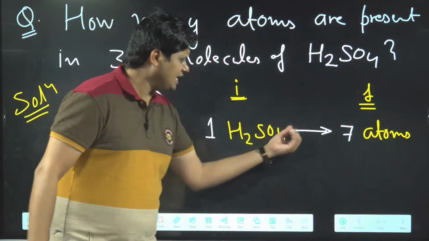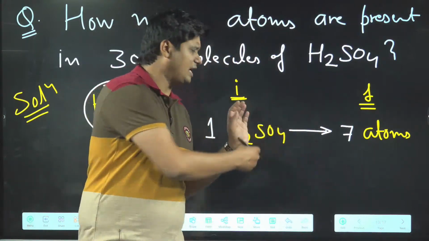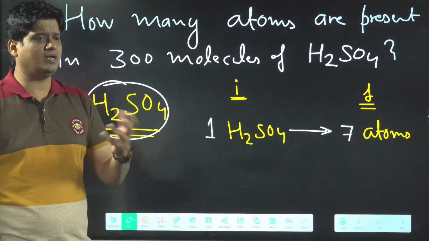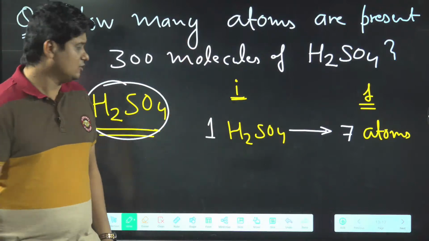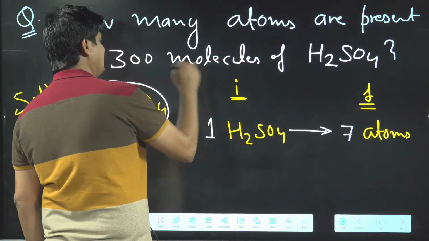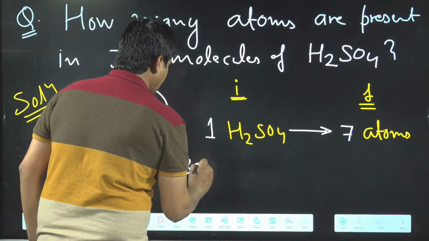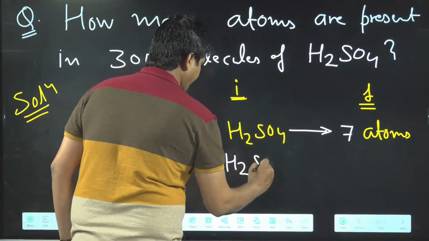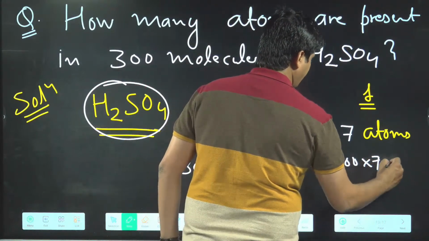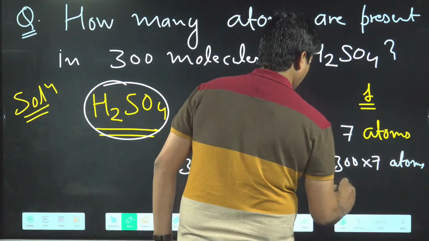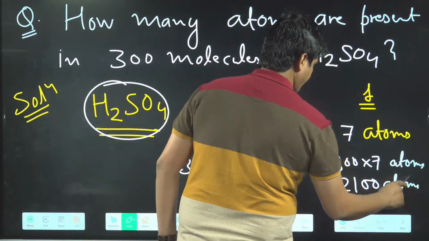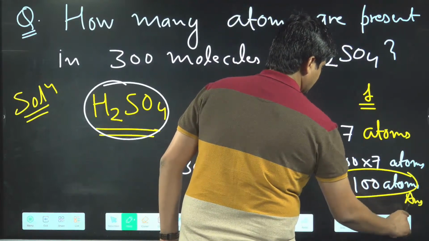And don't use lengthy language in between, because why waste time writing so many things? Just write those things which are necessary. So 1 H2SO4 contains 7 atoms. They have given 300 molecules of H2SO4, so 300 molecules of H2SO4 will contain 300 into 7 atoms. Now our answer will be 2000 atoms. This is our final answer.